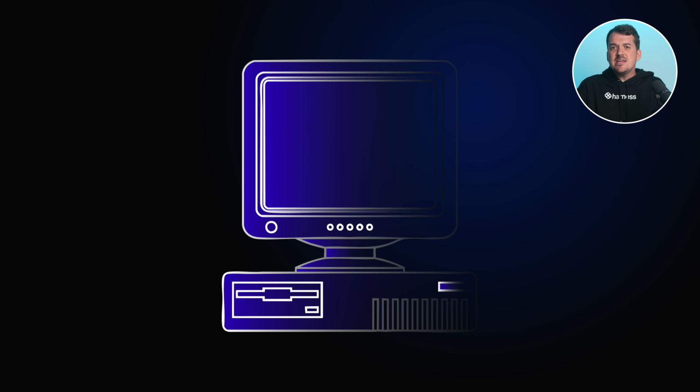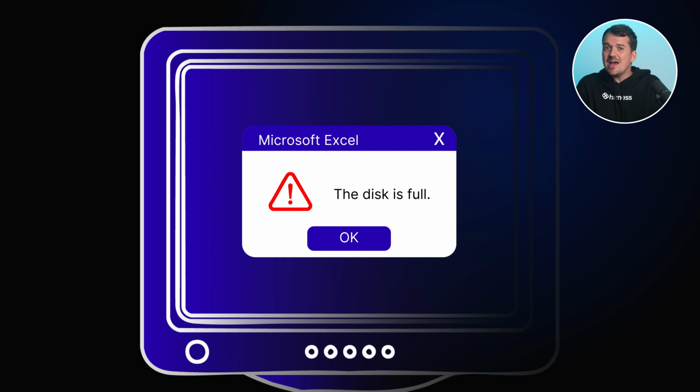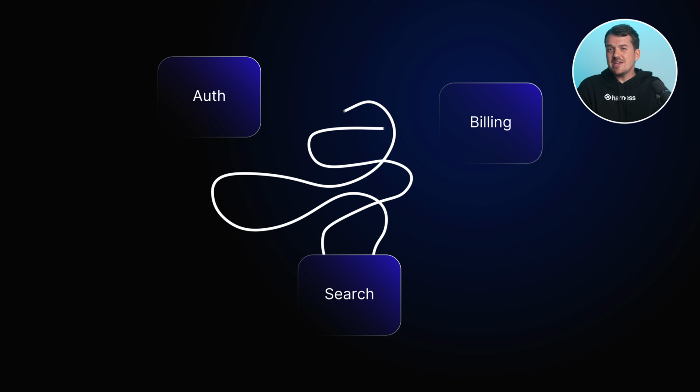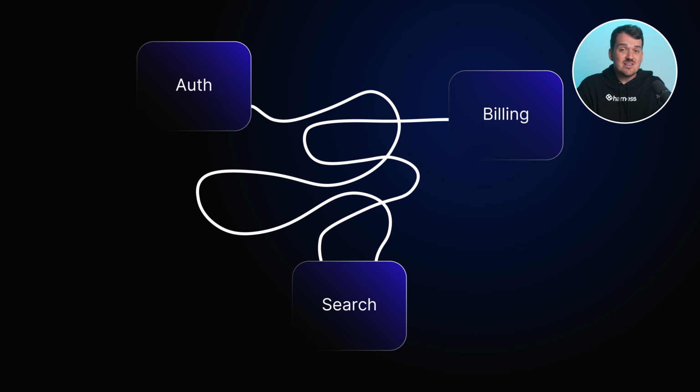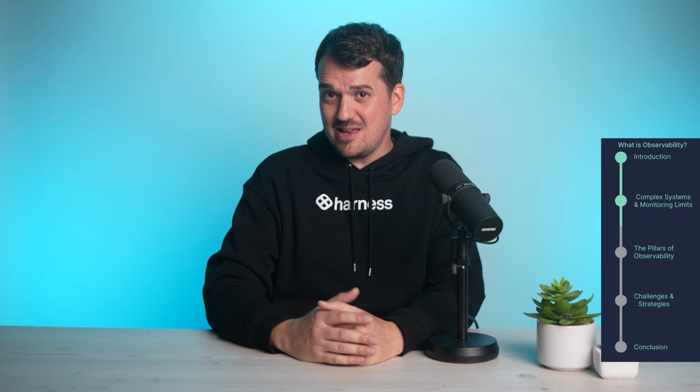In the past, debugging was a little simpler. Older systems had a limited set of failure modes. So when something broke, you usually had a good idea what went wrong. But as software evolved into complex, distributed, cloud-native microservices, the number of possible failures skyrocketed. Suddenly, tracking down problems wasn't so easy anymore.